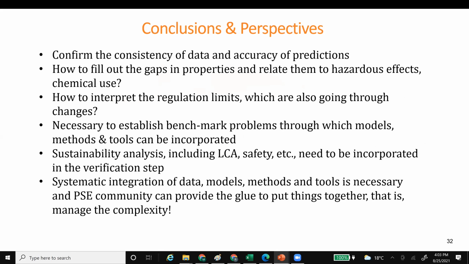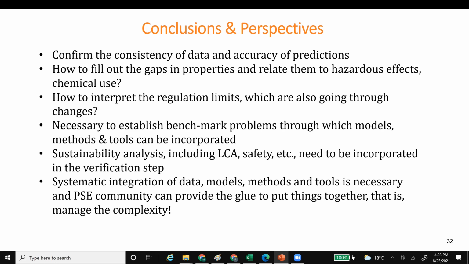Conclusions: confirming the consistency of data and accuracy of predictions is very important. How to fill out the gaps in properties and relate them to hazardous effects and chemical use. What I would say is that the challenges that I've mentioned give us the opportunity. Because the challenges exist, we have the opportunity, and therefore we can develop things to overcome the challenge. How to interpret the regulation limits, which are also going through changes. It is necessary to establish benchmark problems through which models, methods, and tools can be incorporated.